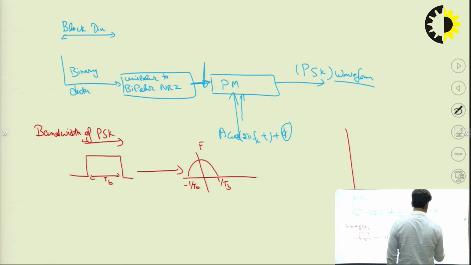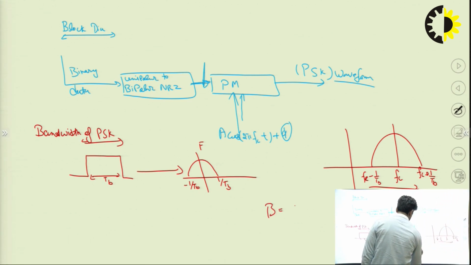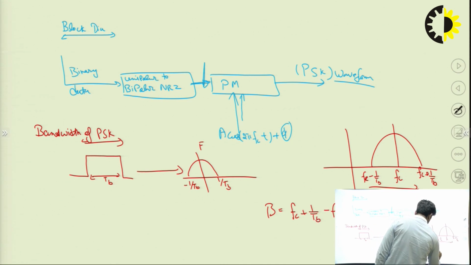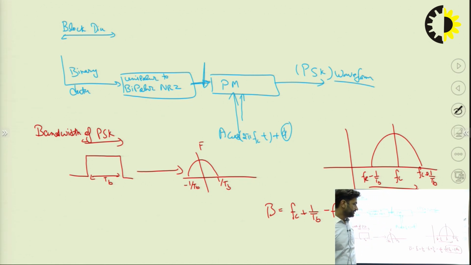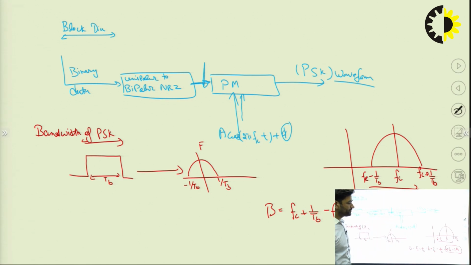The Fourier transform of the PSK waveform will be like this. This is the carrier FC, plus 1 upon TB and FC minus 1 upon TB. The bandwidth will be the difference between these two. Then bandwidth is FC plus 1 upon TB minus FC minus 1 upon TB, that will give you 2 by TB, that is 2 FB, that is 2 RB. Bandwidth of the PSK is the same as that of the ASK, 2 FB, and it is 2 RB.